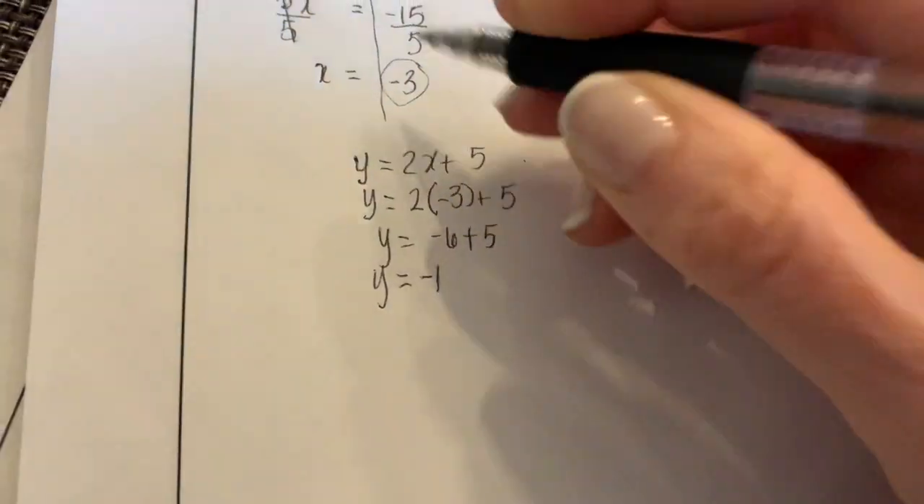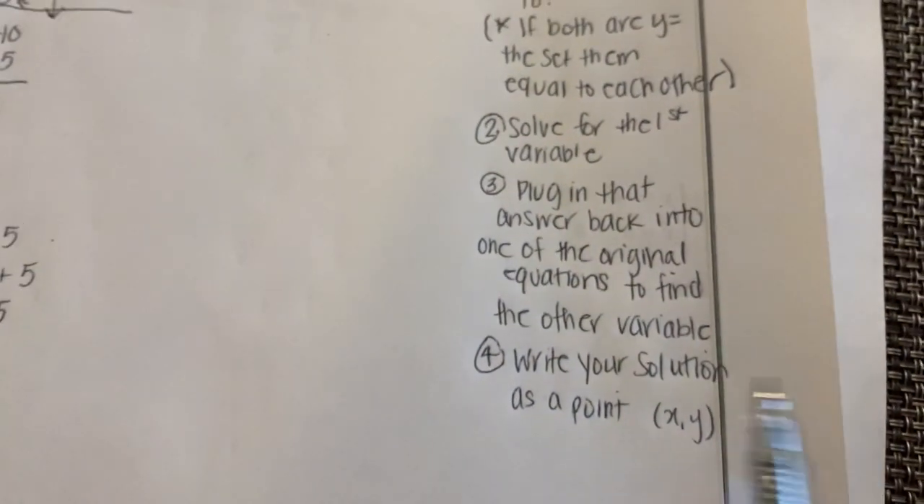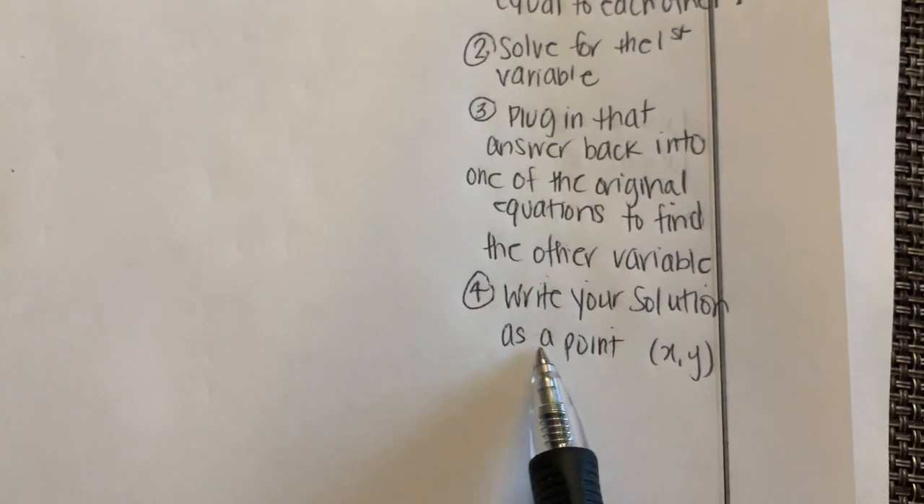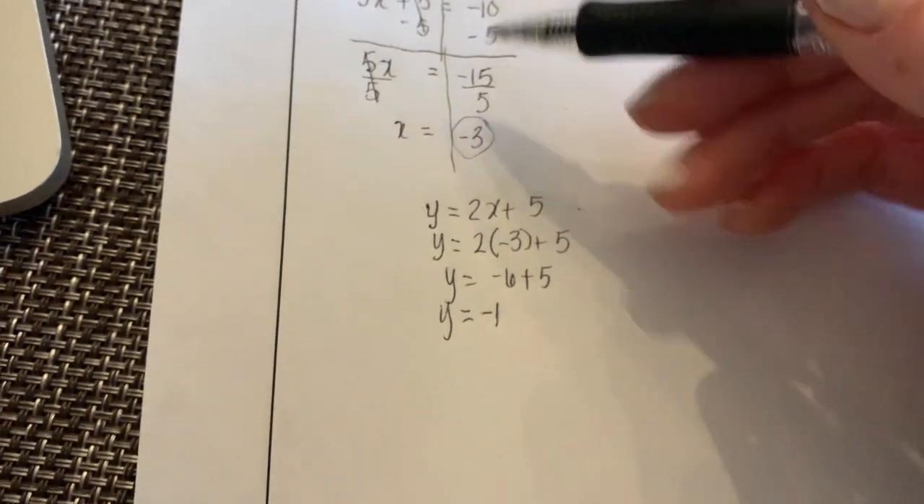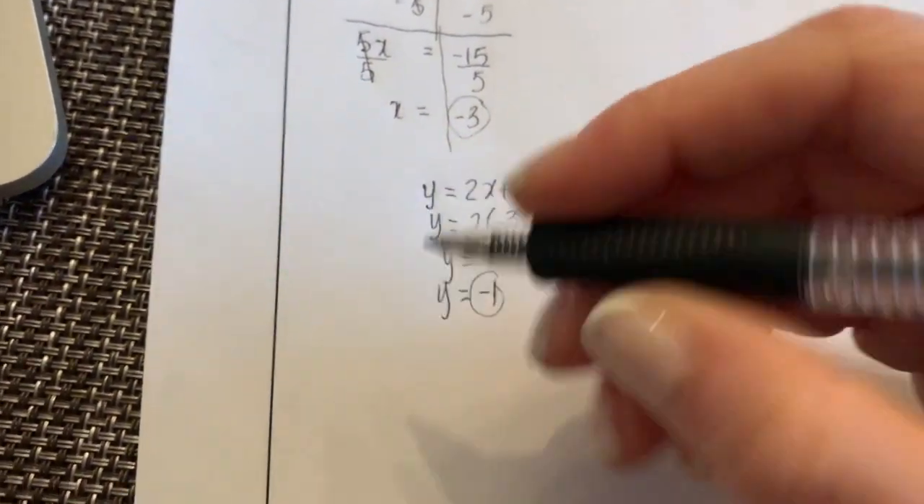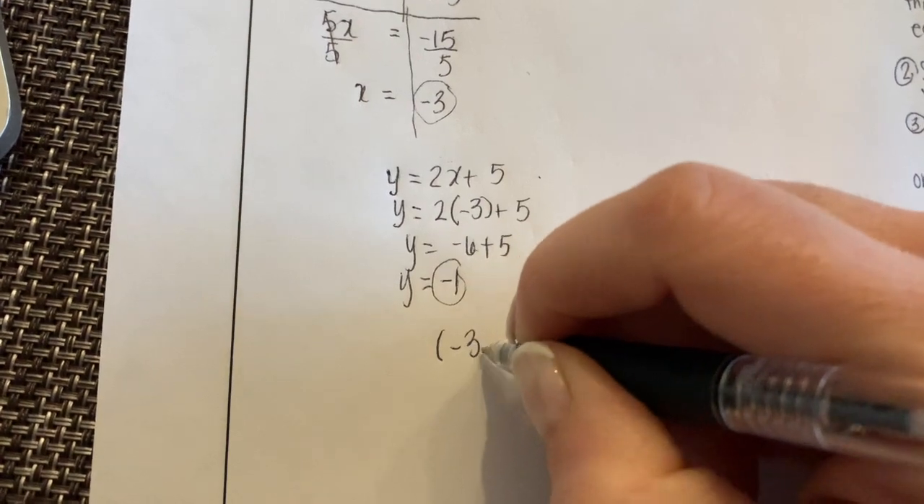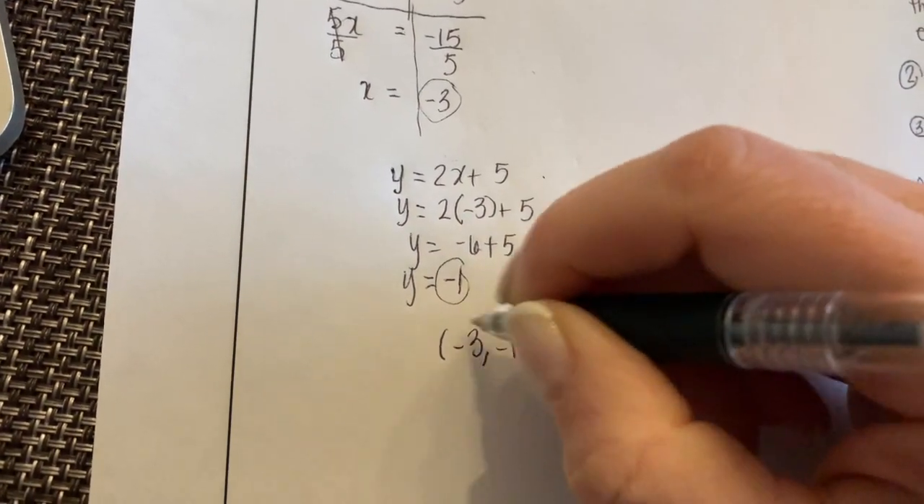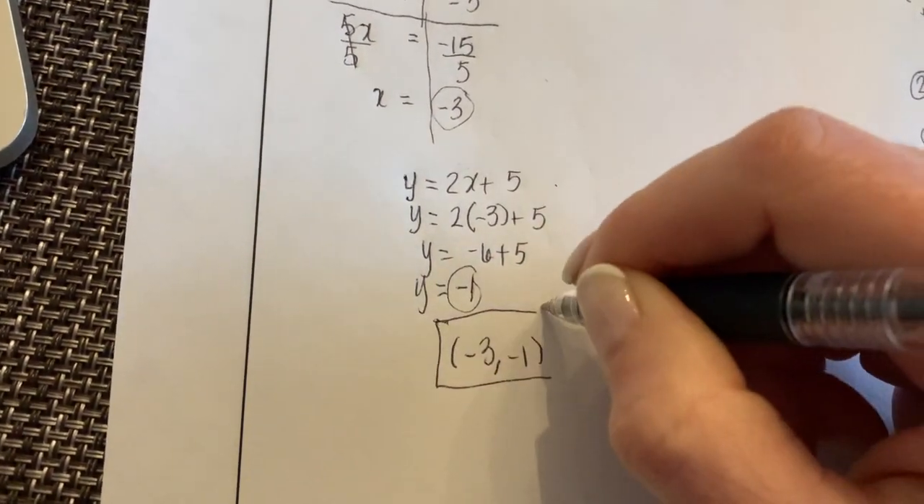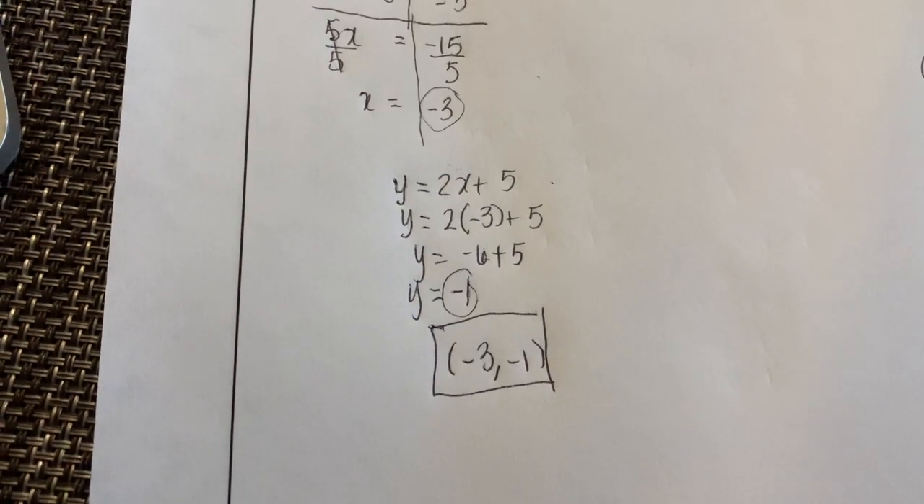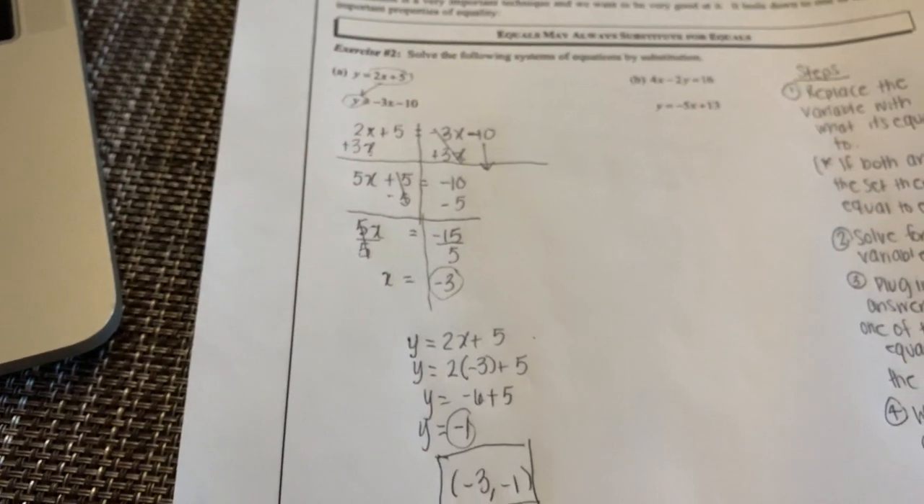So now I have y and I have x. So step 4 is write your solution as a point in x comma y. So x is negative 3 and y is negative 1. So as a point, that's negative 3 comma negative 1. That's my solution. Okay, and that's how you do it.